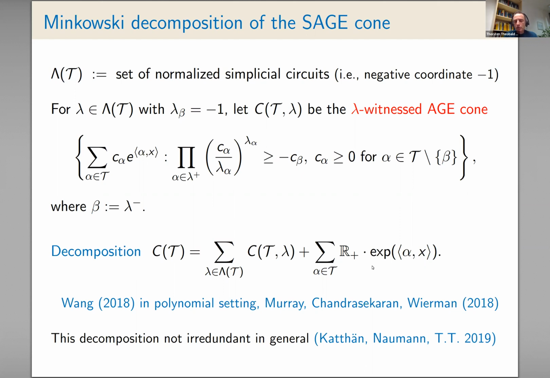And then of course we can also add terms which are by construction non-negative, namely just non-negative coefficients times a single exponential function. This is always non-negative. We can of course add them to our Minkowski sum. Okay, and this means that we can describe also the cone in terms of generators, in terms of these lambda witness cones.